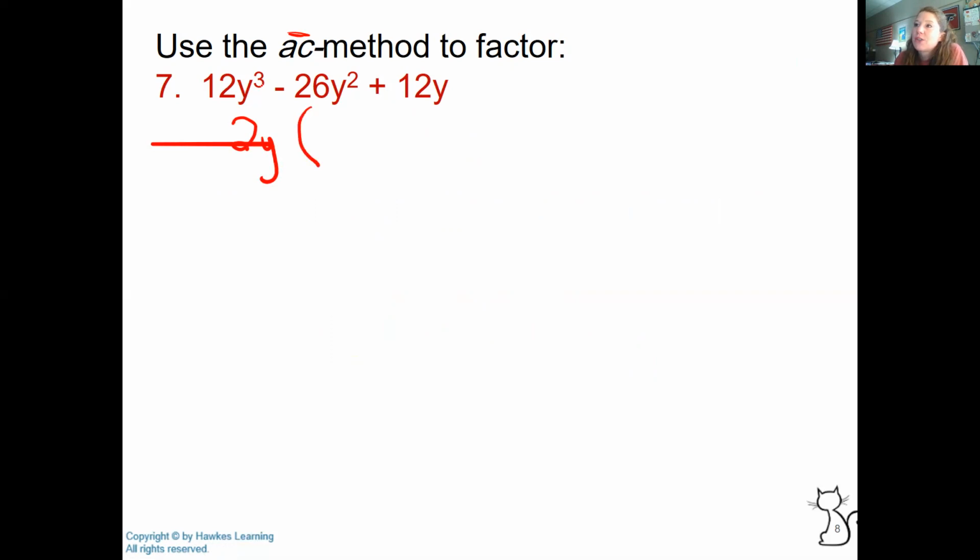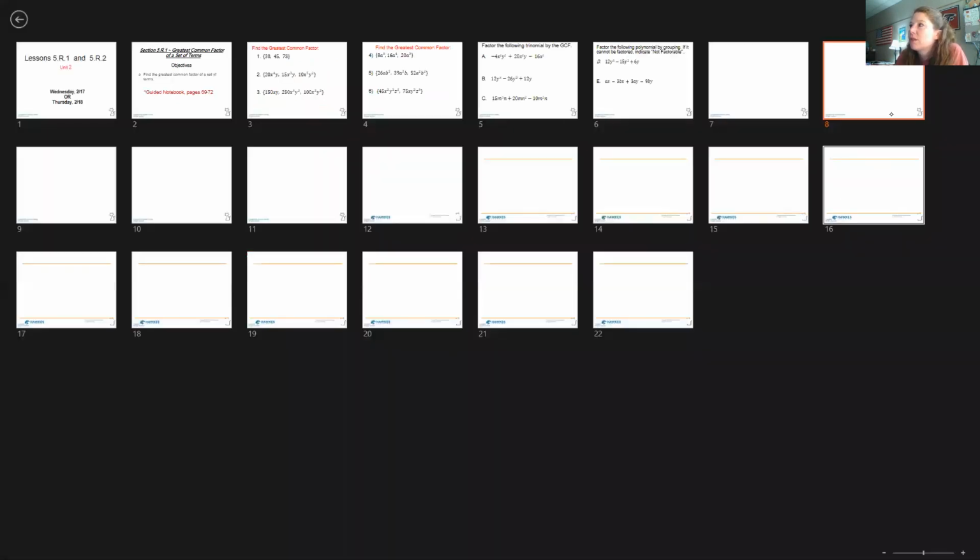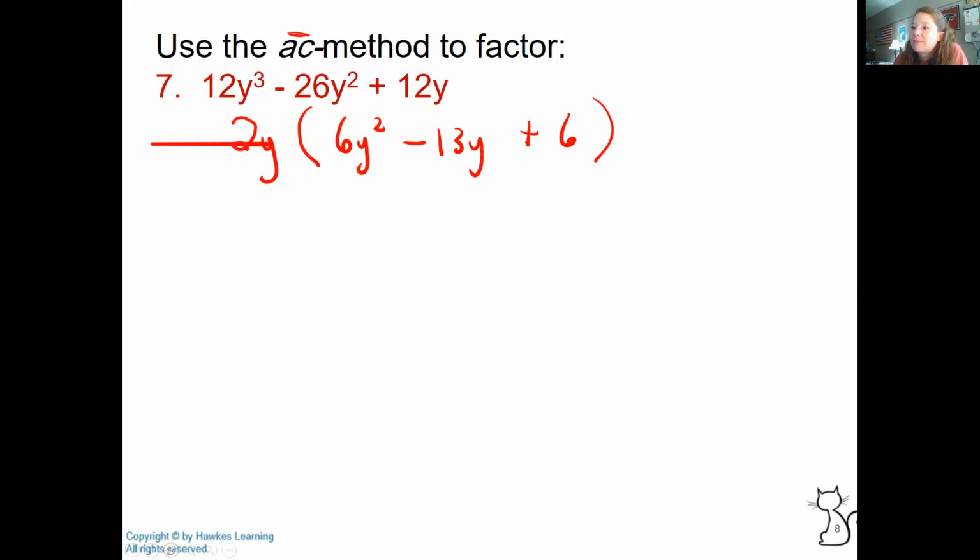So 12y to the 3rd divided by 2y is 6y squared. And this would be negative 13y. Do you see that? And then this is 6 because we brought out that y, and 12 divided by 2 is 6. All right, so we're going to ignore this 2y. It's part of our final answer, but we don't have to do anything else with it right now. So now we're going to use the AC method.